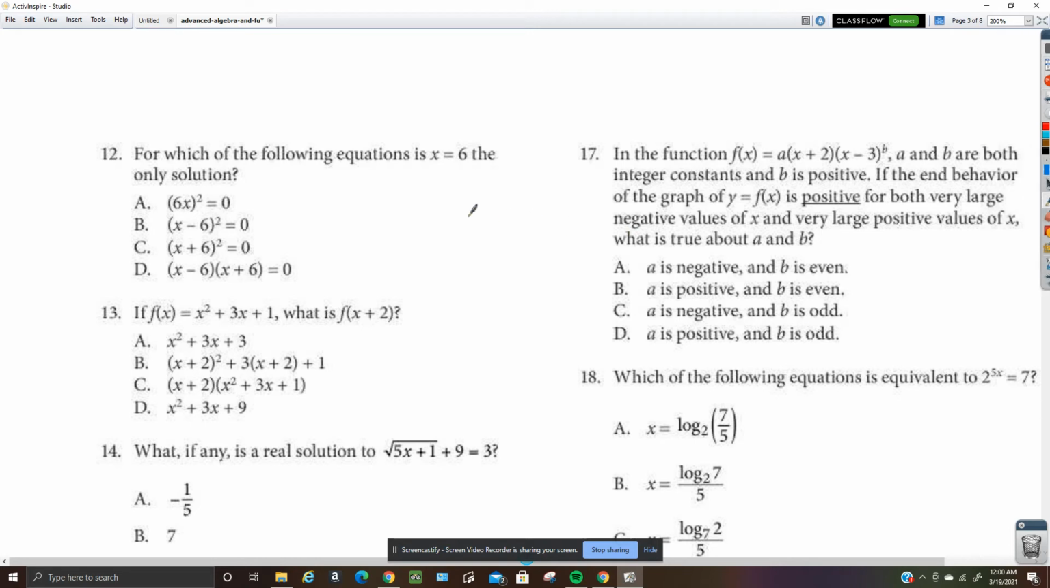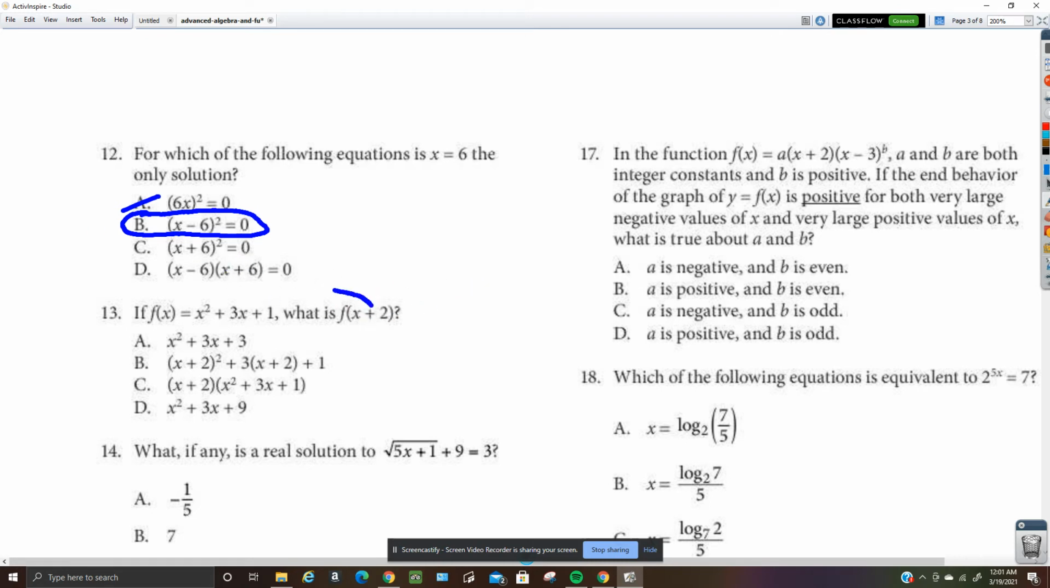Which of the following equations has x equals 6 as the only solution? If you plug in a 6 there, you're not going to get a 0. This is 6 is the only solution here. Plug in a 6, you get a 0. Here, negative 6 would be the only solution. Here, 6 or negative 6 is a solution. So one of those solutions is 6, but that's not the only solution. Negative 6 would be the other one. So B is the correct answer.